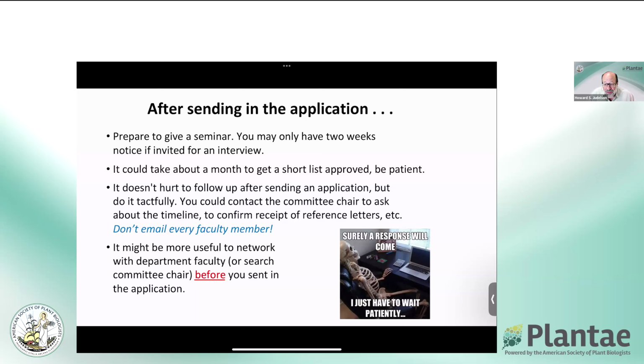It might be more useful if you did want to contact faculty in the department to do that before you send in the application. And you could ask them for information about the job or the department. But again, you don't have to email every faculty member, and it's probably not necessary. So I think that's the end of my formal slides.